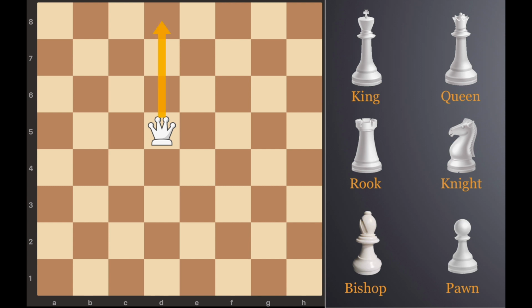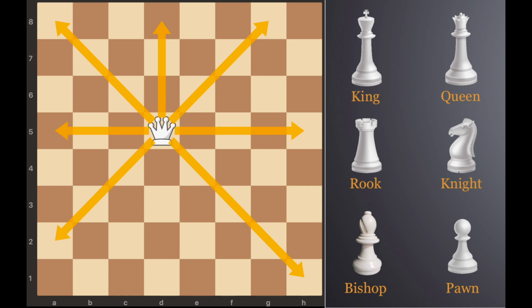Next, we'll learn about queen. The queen is the most powerful piece in the game of chess. Queen can move any number of squares in a straight line, vertically, horizontally, or diagonally. So we can say it's combining the moves of bishop and rook.